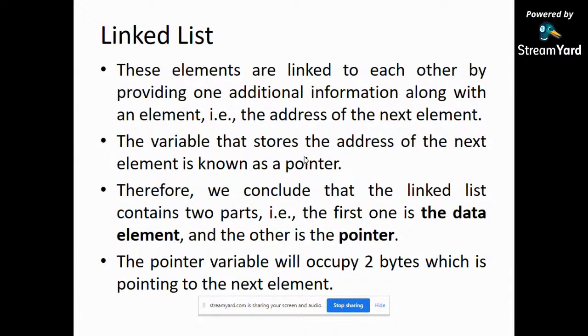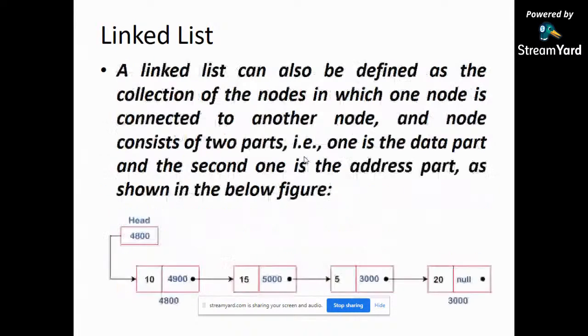The pointer variable will also occupy 2 bytes, which is pointing to the next element. So here is the definition for linked list. A linked list is defined as the collection of nodes in which one node is connected to another node, and a node consists of two parts. So here data is stored in a node, and the node consists of two parts. That is, one is the data part and the second one is the address part.